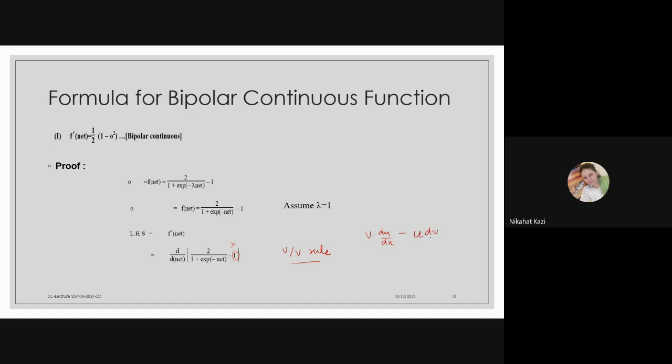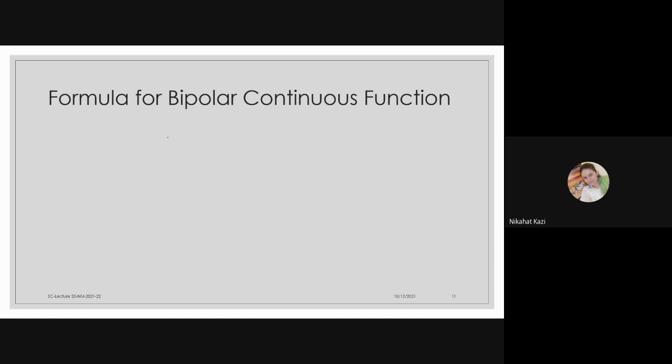U dv by dx, if differentiating with respect to x, divided by v square. Correct? So we will use this rule and we will find the derivative of that term, 2 upon 1 plus e raised to minus net. So by using that u by v rule, what is f dash net equal to?